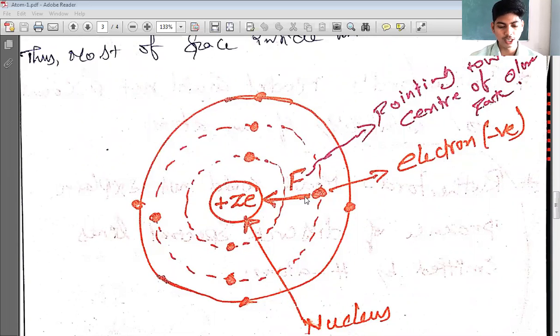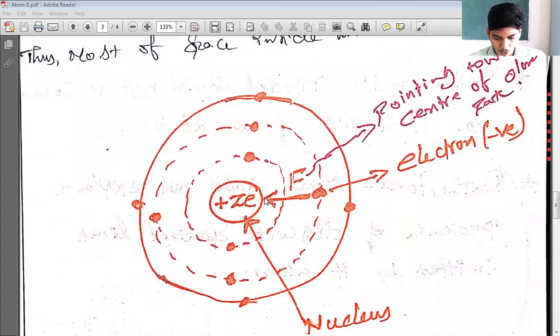See, the force is pointing towards the center of the circular path. This is the circular path of the electron. Hence, the nucleus is at the center of the circular path. The force is pointing towards the center of the circular path. What is that force which points towards the center of the circular path called? What are such forces called? The force that points towards the center of the circular path.